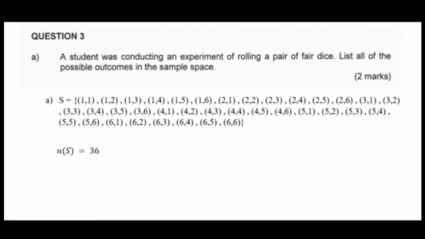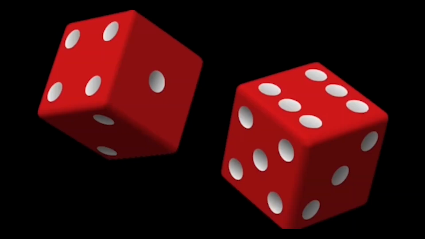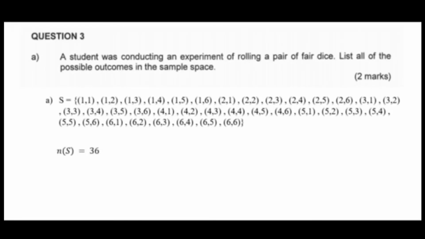Now, let's move to question 3. A student was conducting an experiment of rolling a pair of fair dice. List all of the possible outcomes in the sample space. This is an easy one because we just need to list all of the possible outcomes, such as 1,1; 1,2; 1,3; 1,4, and so on until we are done. So the total sample size is 36.